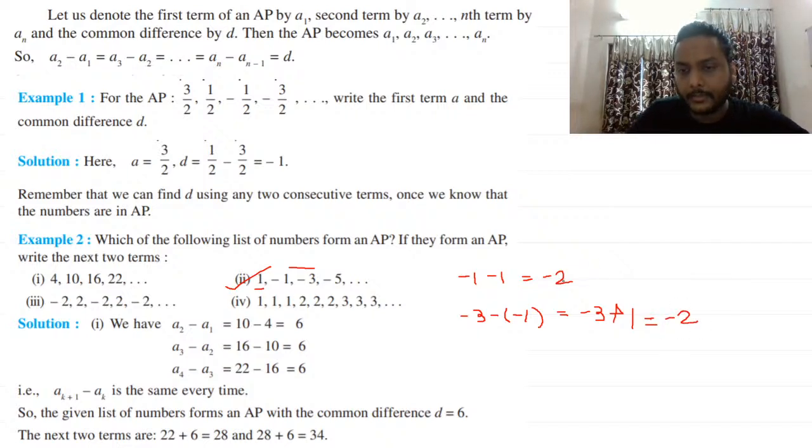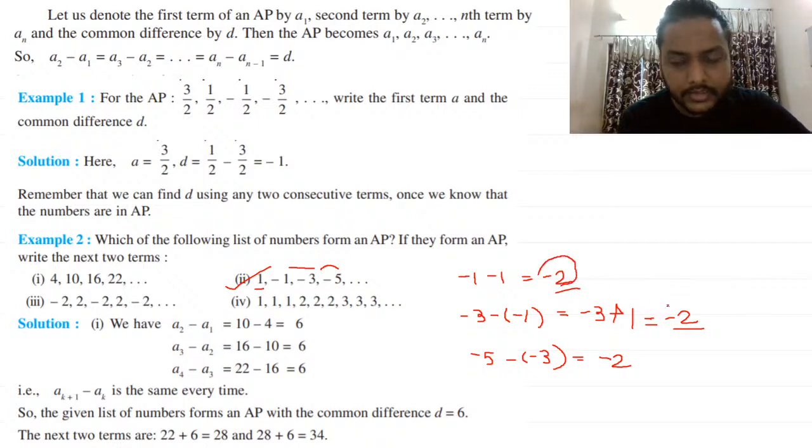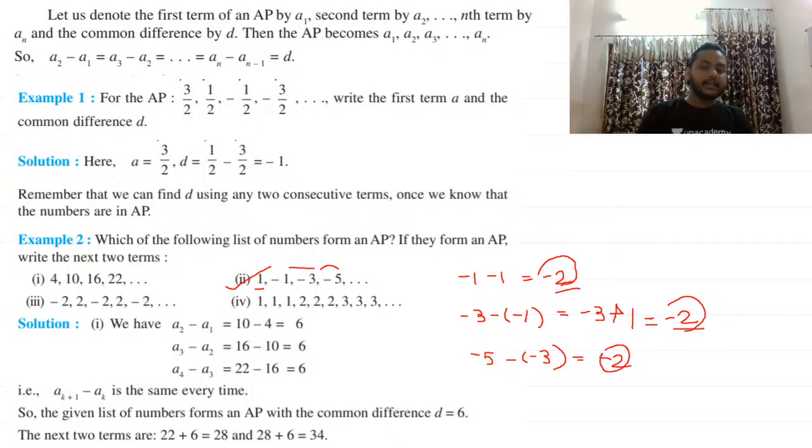इसका मतलब क्या है कि अभी तक तो डिफरेंस सेम ही आया है. अब देखते हैं फोर्थ और थर्ड को माइनस करके. When I will be saying -5 minus of -3, okay, fourth term minus third term, which means -5 minus of -3, that will be what? -5 + 3, and -5 + 3 is -2. तो अगर आप देखोगे the difference is coming to be exactly same. A2 minus A1 is as same as A3 minus A2, and it is as same as A4 minus A3, and that is why the sequence that you have been given forms your AP.